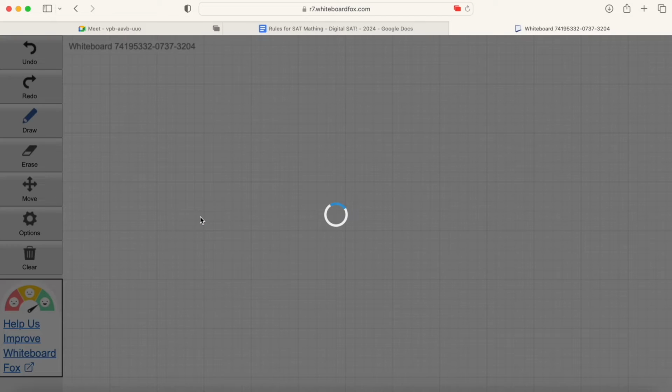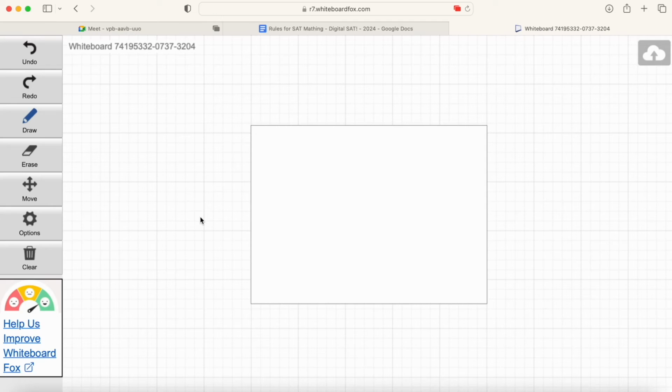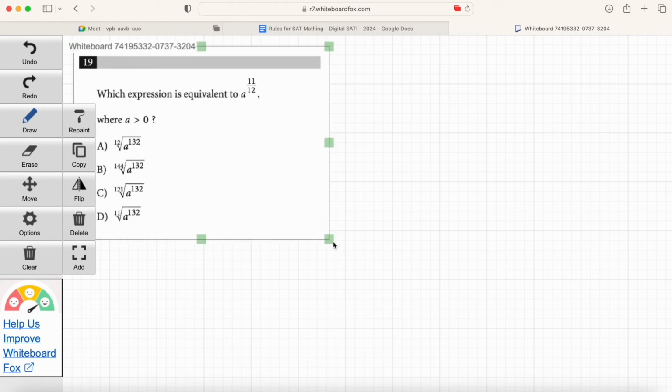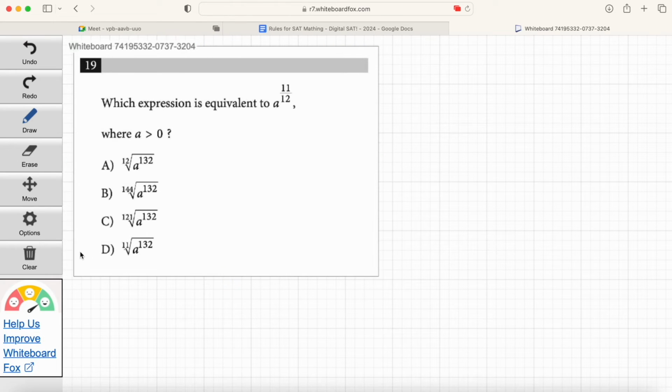Oh, this one's tricky. This one's very tricky. I'll guide you through it. Emma, go ahead and read question number 19 for us, please, when you see it on the screen. Which expression is equivalent to that? Yeah, I'd read that as a to the power of 11 over 12. Yikes. And that's where a is greater than 0, apparently.